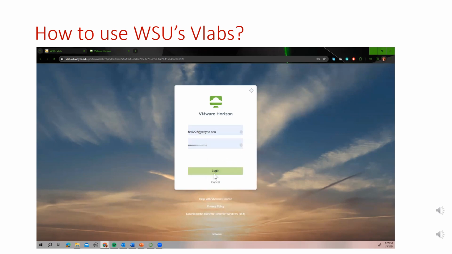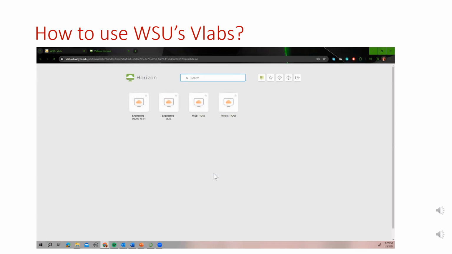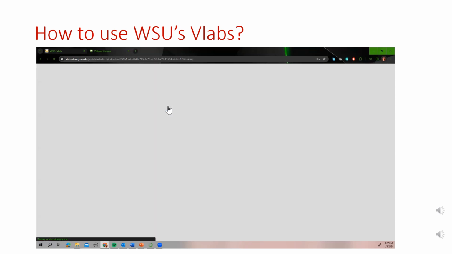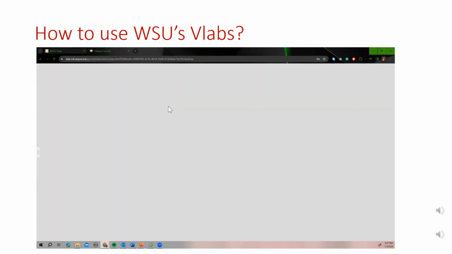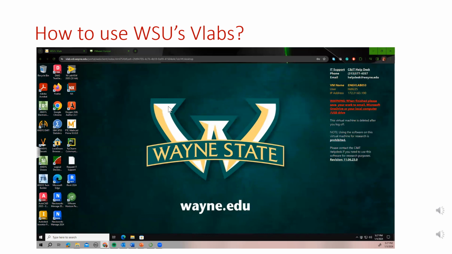Once selected, you need to provide your Wayne State Access ID username and password. Once logged in, choose the engineering lab. It may take up to a couple of minutes to set up your virtual desktop the first time you log in. Once set up, you can open Anaconda Navigator and a Jupyter Notebook to follow this tutorial.